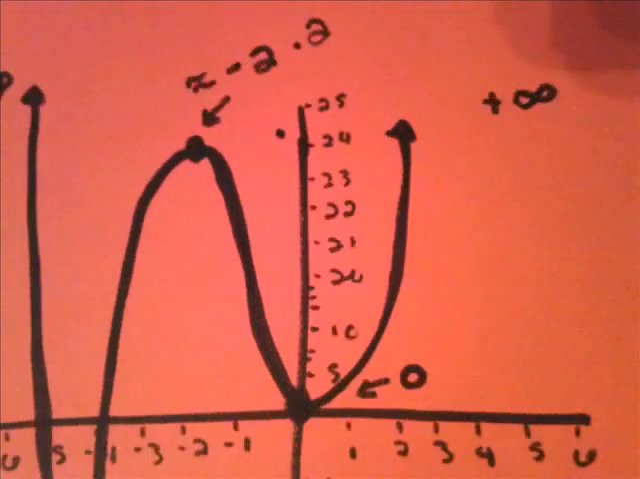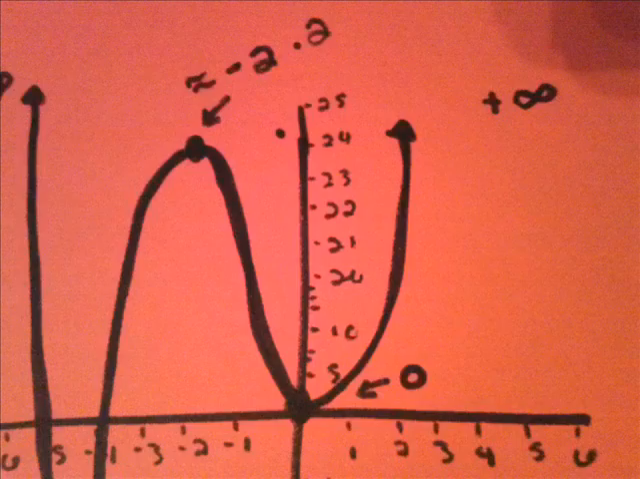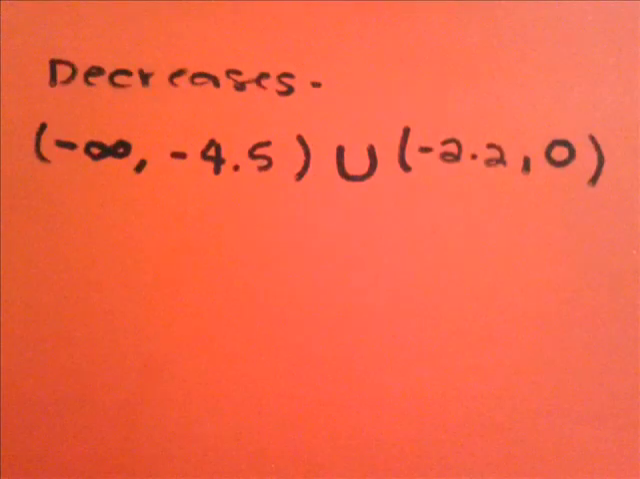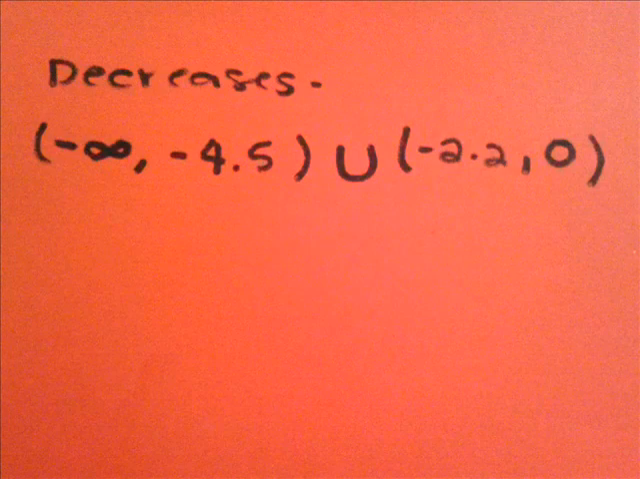The last turning point of this graph is at 0, 0. So your final decreasing point is from -2.2 to 0. Your final answer should be written in interval notation. Therefore, it should look something like this.